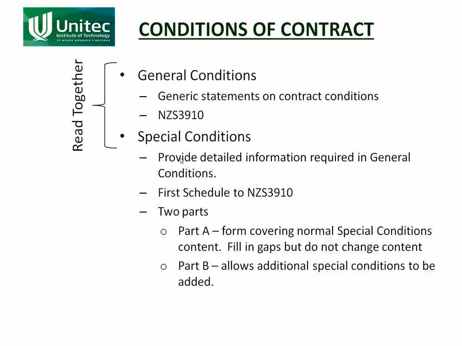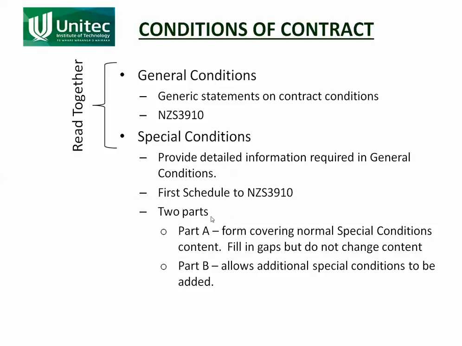You shouldn't change the general conditions. You shouldn't take NZS 3910 and cross bits out or write bits in. You don't touch that part. If you want to change something in the general conditions, you do it in the special conditions. Okay, it's a very important point.